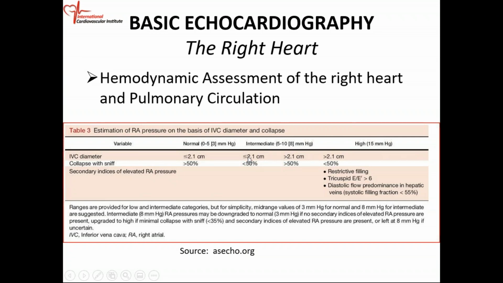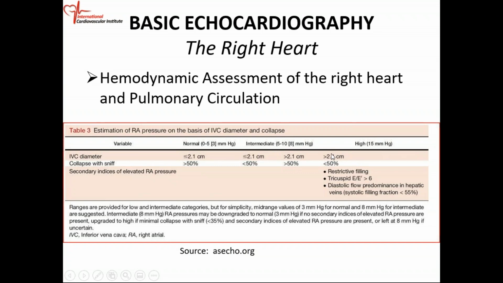So if the IVC is less than or equal to 2.1 centimeters, but you get less than 50% inspiratory collapse, you give it 8. If it is greater than 2.1 and you get more than 50% inspiratory collapse, then it's still 8. Okay? So the normal right atrial pressure is 3 millimeters mercury. The range is 0 to 5. With a normal right atrial pressure, you expect the IVC to be small, less than or equal to 2.1 centimeters, and with inspiration or the sniff, you should get more than 50% collapse.